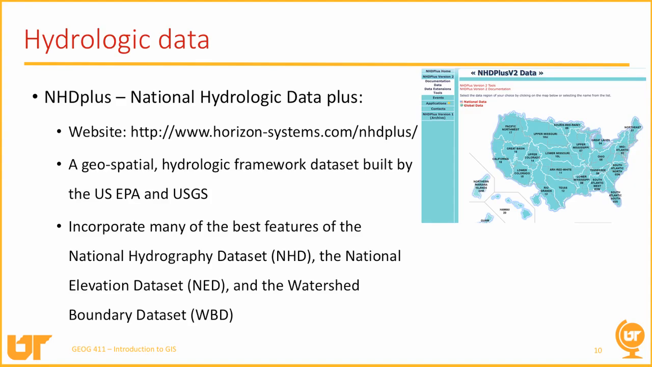NHDPlus version 1 was released in 2006, and version 2 began its public debut in June 2012. Both version 1 and version 2 of the NHDPlus dataset incorporate the NHD 1:100,000 scale stream network and the 1 arc-second NED, or approximately 30 meter ground resolution.